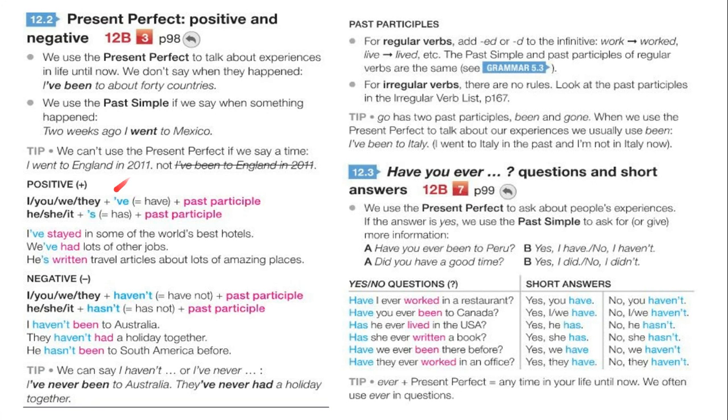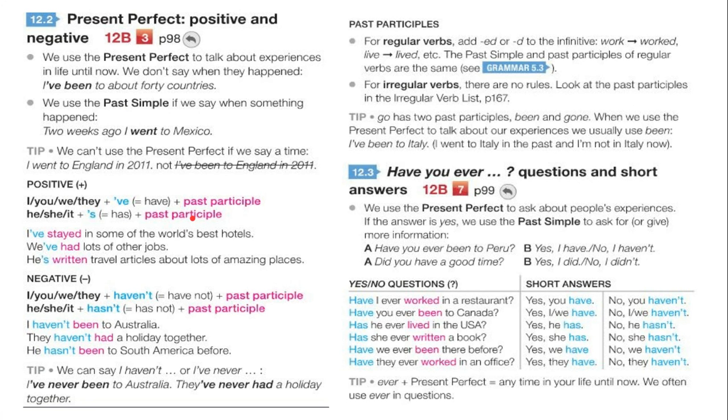Here we have the grammar structure. We see affirmatives is have and has. I, we, you, they have. He, she, it has. Contractions: I've, you've, we've, and they've. He's, she's, or it's. And we add a past participle.